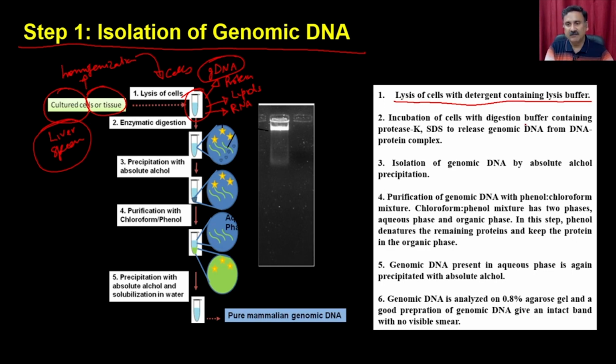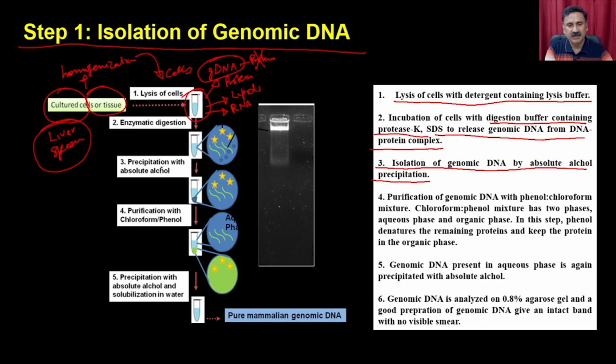Incubation of cells with the digestion buffer containing proteinase K and SDS will release the genomic DNA from the DNA-protein complex. The genomic DNA which you get just after the lysis is present as a complex with protein, and you incubate that with a protease, and that protease is going to chew up all the proteins, and that's how your genomic DNA is released. Then in step 3, you are going to isolate the genomic DNA by absolute alcohol precipitation.